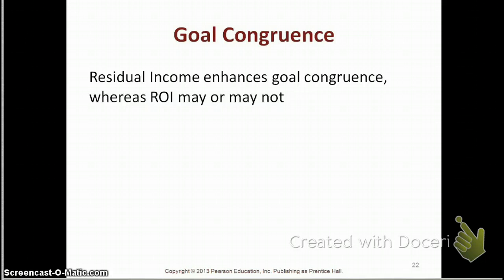The advantage of residual income is that it enhances goal congruence, whereas return on investment may or may not enhance goal congruence. We're not going to get too much into a discussion on that, but return on investment tends to make people look at whether their division is performing a lot better than another division, whereas with residual income, all you're saying is if it's a positive number, then you met what management needs, you're doing well. So residual income enhances goal congruence.